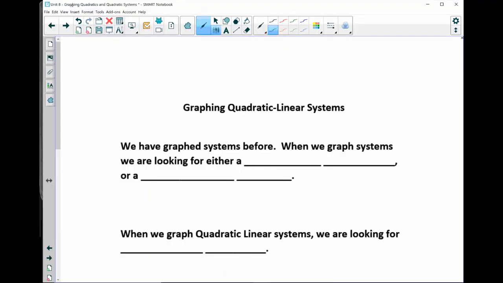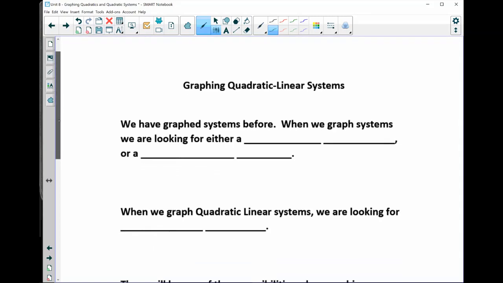Hello all. So today we are going to start the last new topic that we will work on this year in Applied Algebra 1. Congratulations guys, if you can make it through the next 4 video lessons, you have completed Applied Algebra 1. Now we will be doing some review for the entire year in the month of June. But as for new topics, this is the last one.